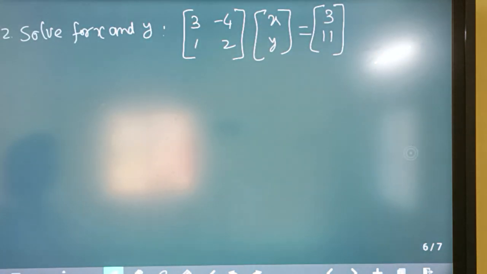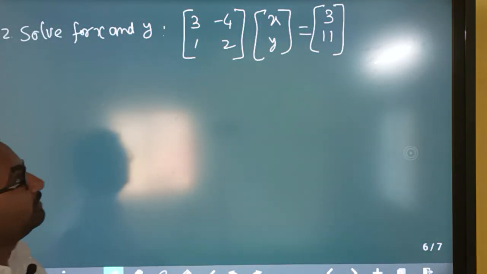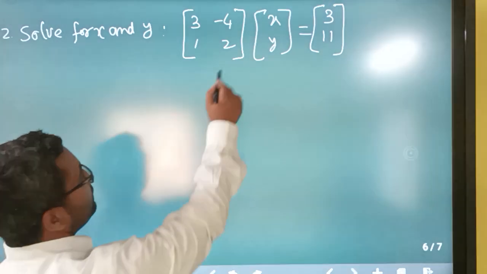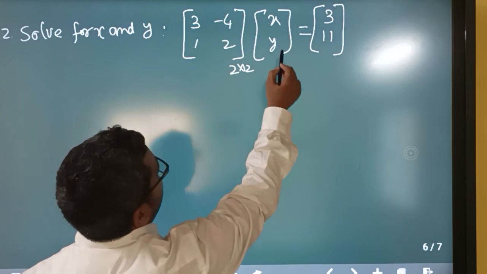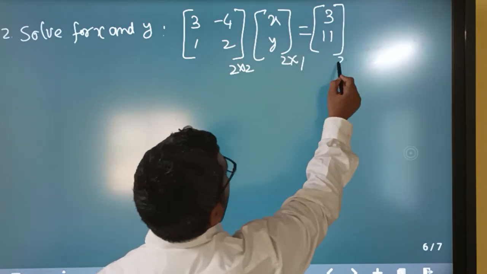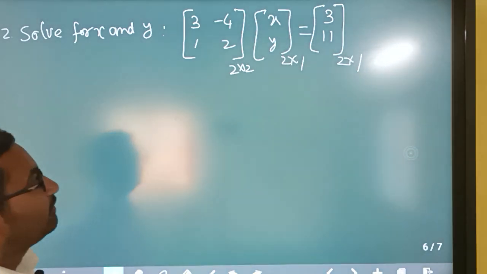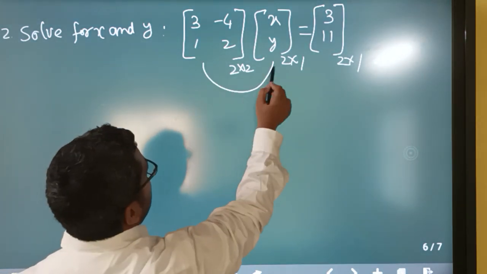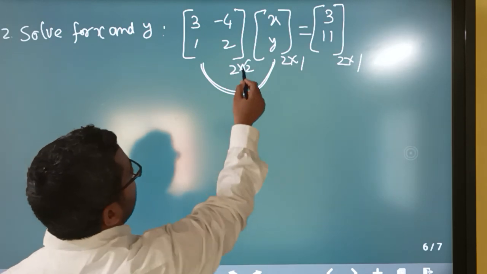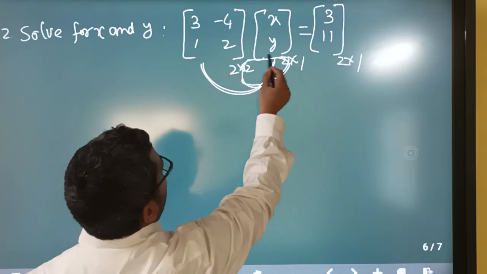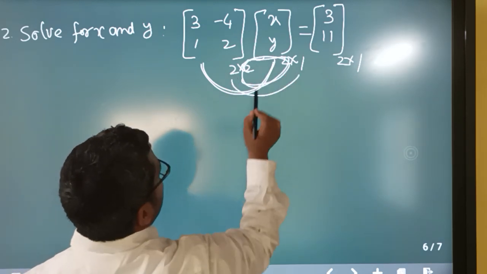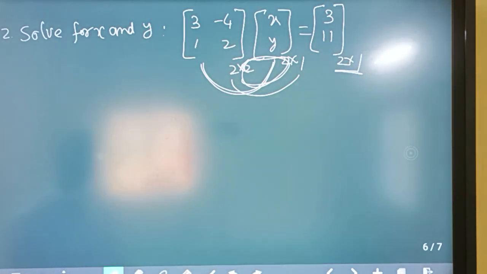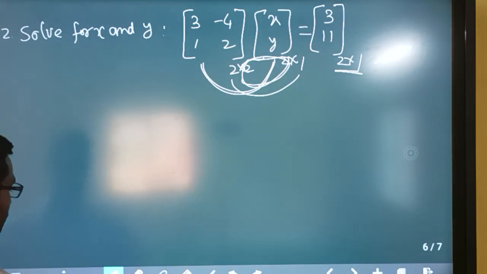The next question: solve for x and y. There is the multiplication of matrices. There is a 2 cross 2 matrix and a 2 cross 1 matrix, and the right side is also 2 cross 1. What is the order of the product of the first and second after multiplication? The column of the first and the row of the second are the same, so the order is 2 cross 1, the same as the right-hand matrix. So now we can solve.